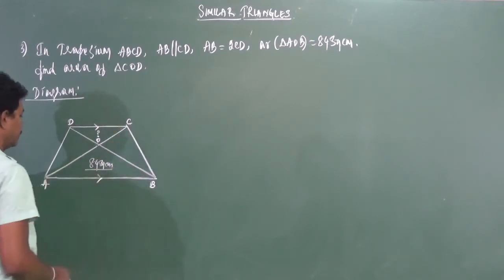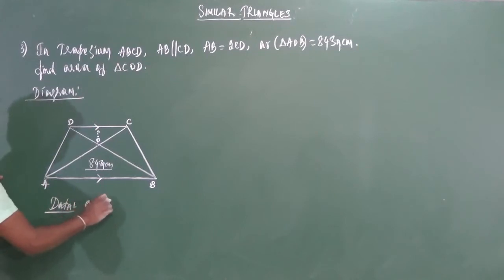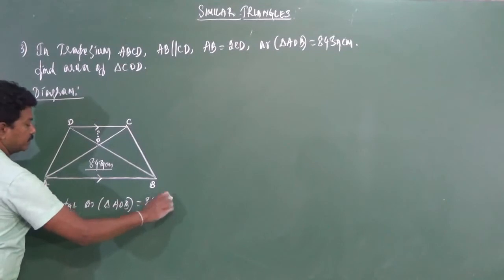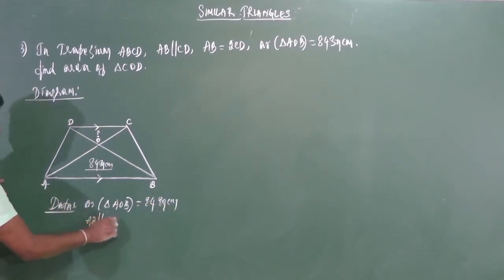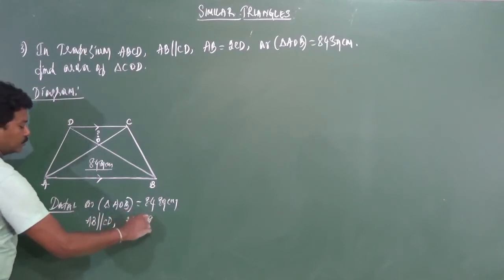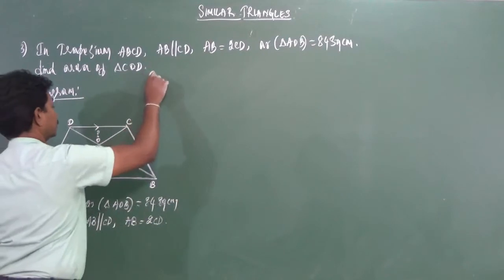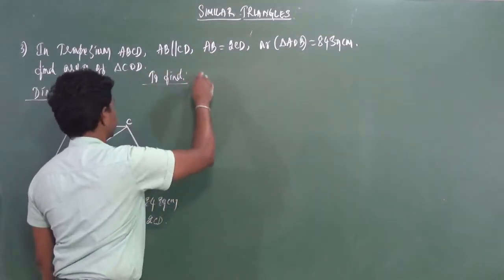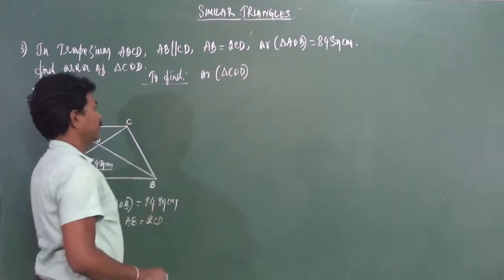Okay, let us get into data. Area of triangle AOB is equal to 84 square centimeters, AB is parallel to CD, and AB is equal to 2CD. Very important. To find: you have to find the area of triangle COD. Right, you have to find this.